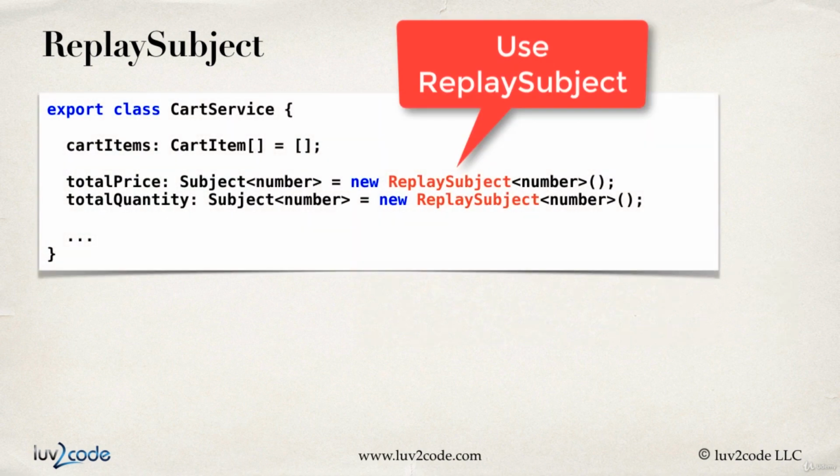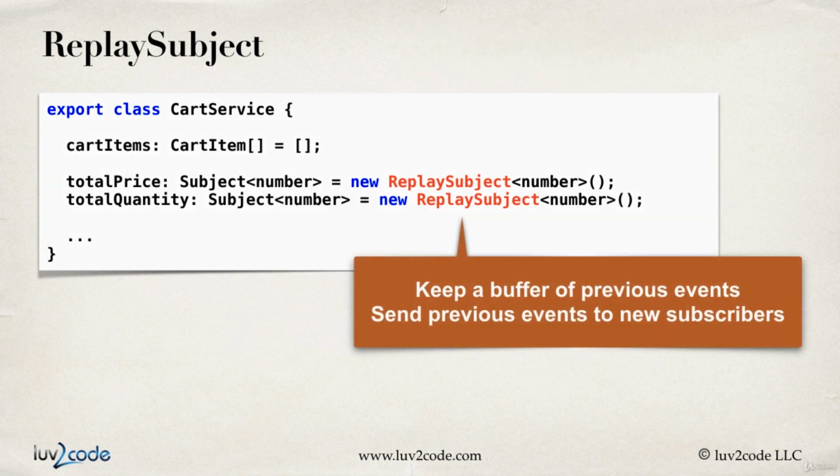So now, as far as the coding changes to use a replay subject, it's really simple. In your cart service, instead of having subject, you simply change that to replay subject. And that's it. It'll keep a buffer of the previous events and it'll send those previous events to all new subscribers. And you can also configure this. You can tell it the size of the buffer, so on and so forth.